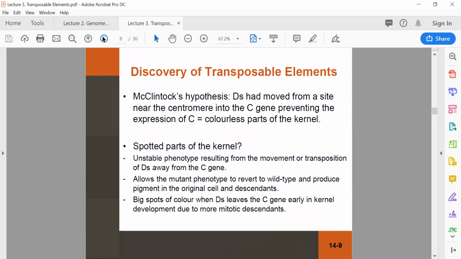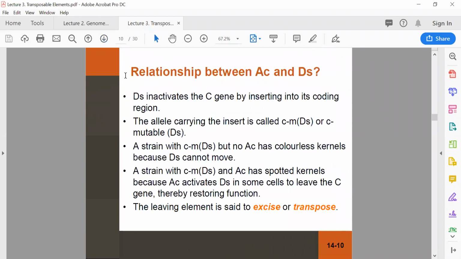So quite an amazing discovery, and Barbara McClintock is probably one of the most famous female scientists of all time. All right, let's look at this, keep revising and introduce a little bit more information.